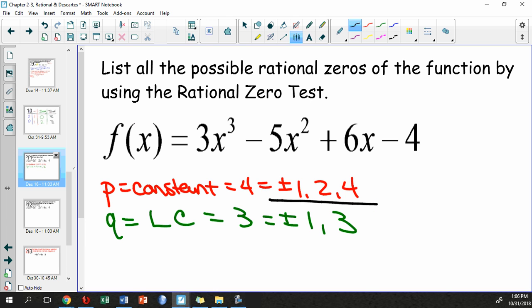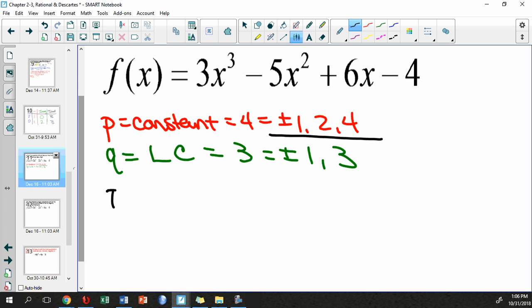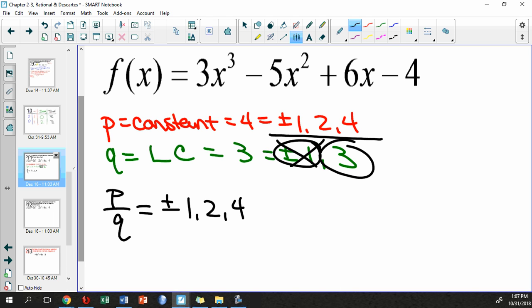Okay, now I need to do P over Q. So that's plus or minus, circle the 1 on the bottom. What is 1 divided by 1? 2 divided by 1. 4 divided by 1. Okay, so that's done. Go to the next one. 1 over 3, 2 over 3, 4 over 3. Yes? Okay, then pick the largest number in there.